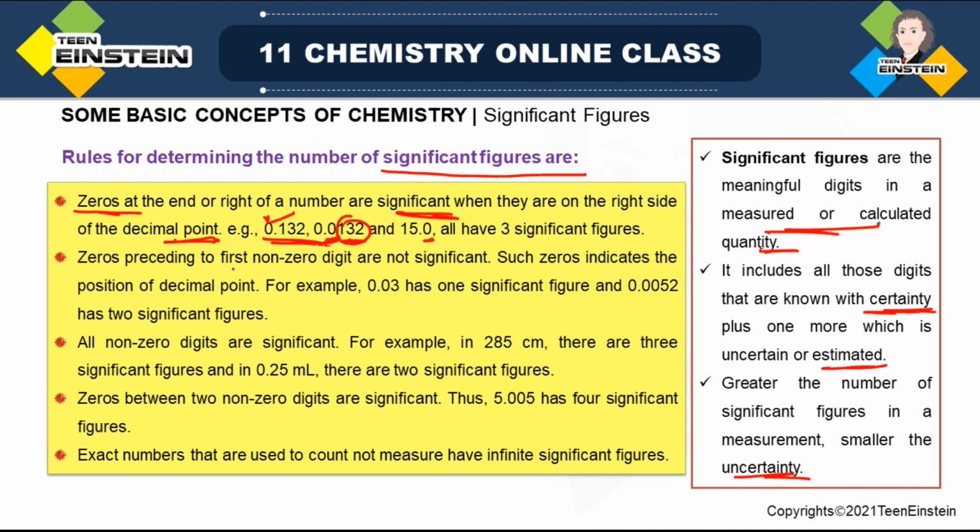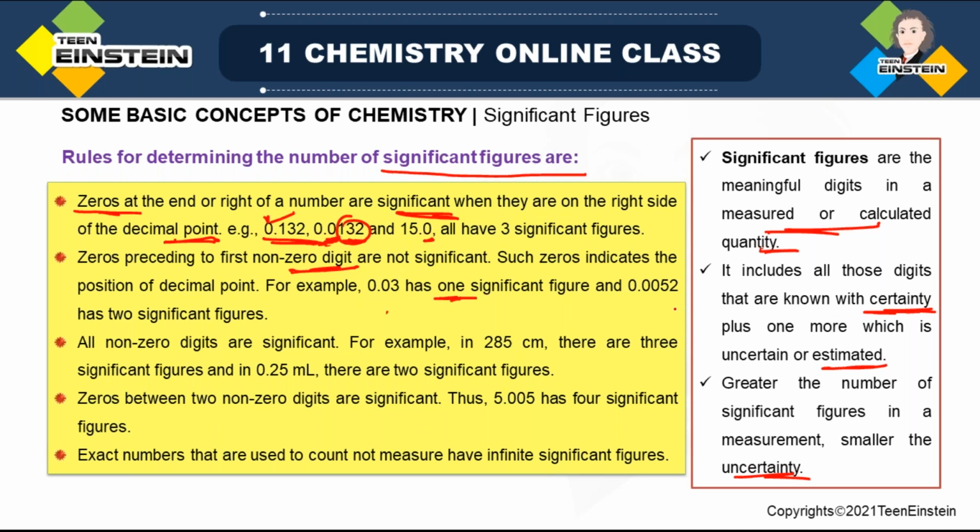If zeros precede the first non-zero digit, they are not significant. These zeros are basically indicating the position of the decimal point. So in this case, we have the example 0.03. This 0 is not a significant figure. That is this one, this 0 is not significant, but this 3 you have to consider. So here the number of significant figures is basically 1.